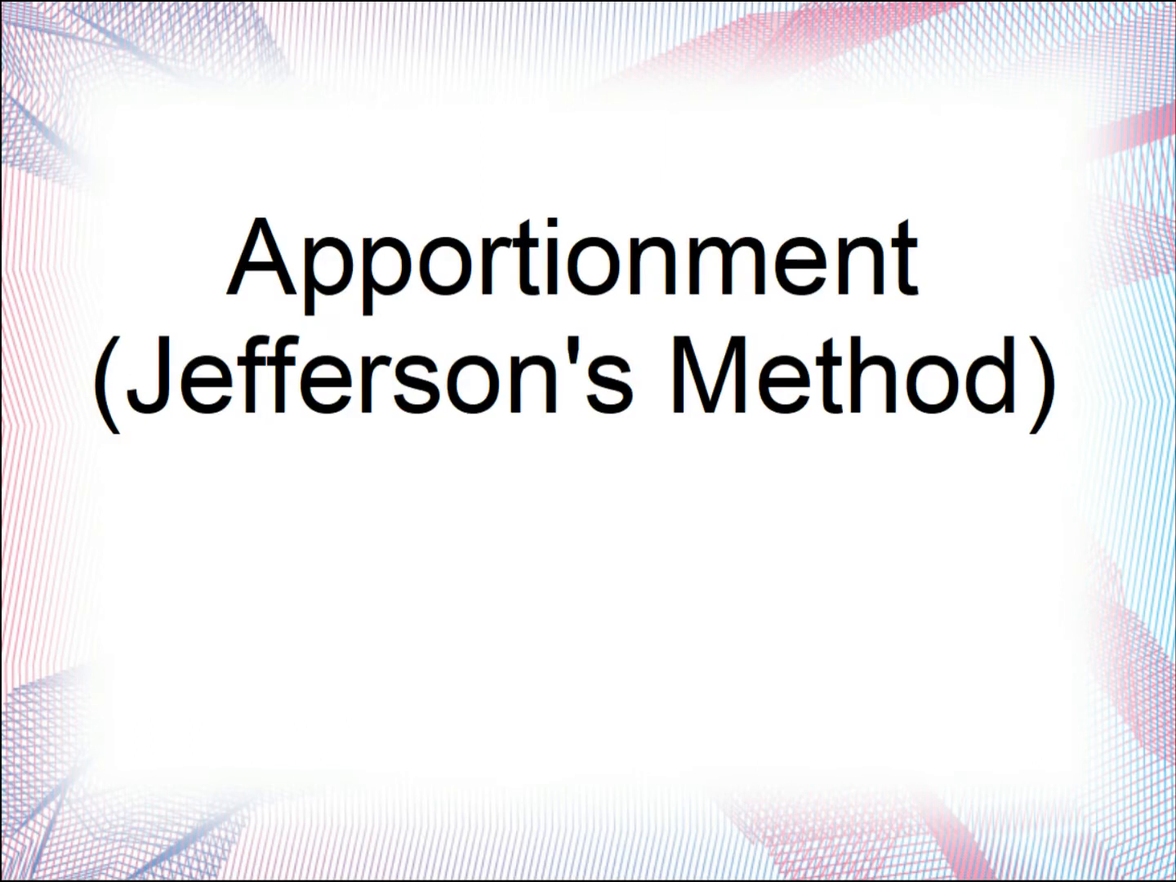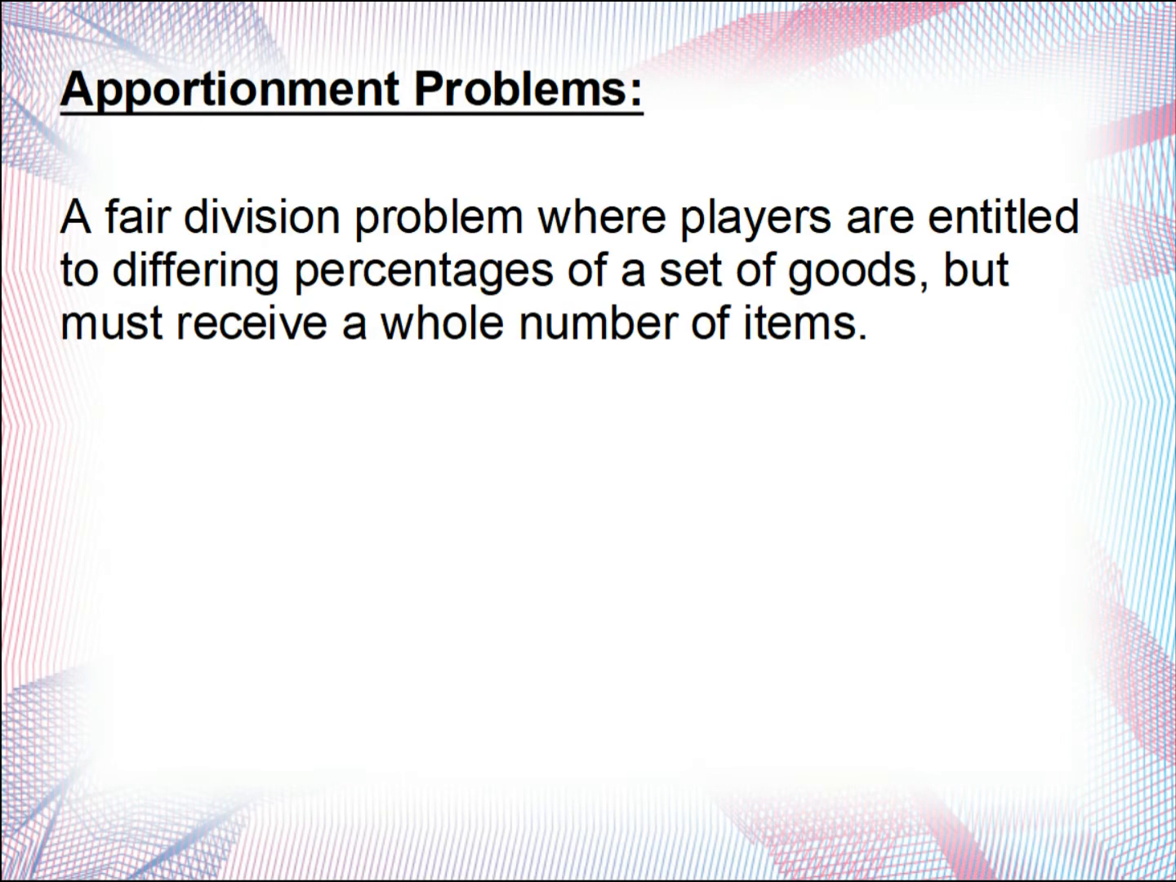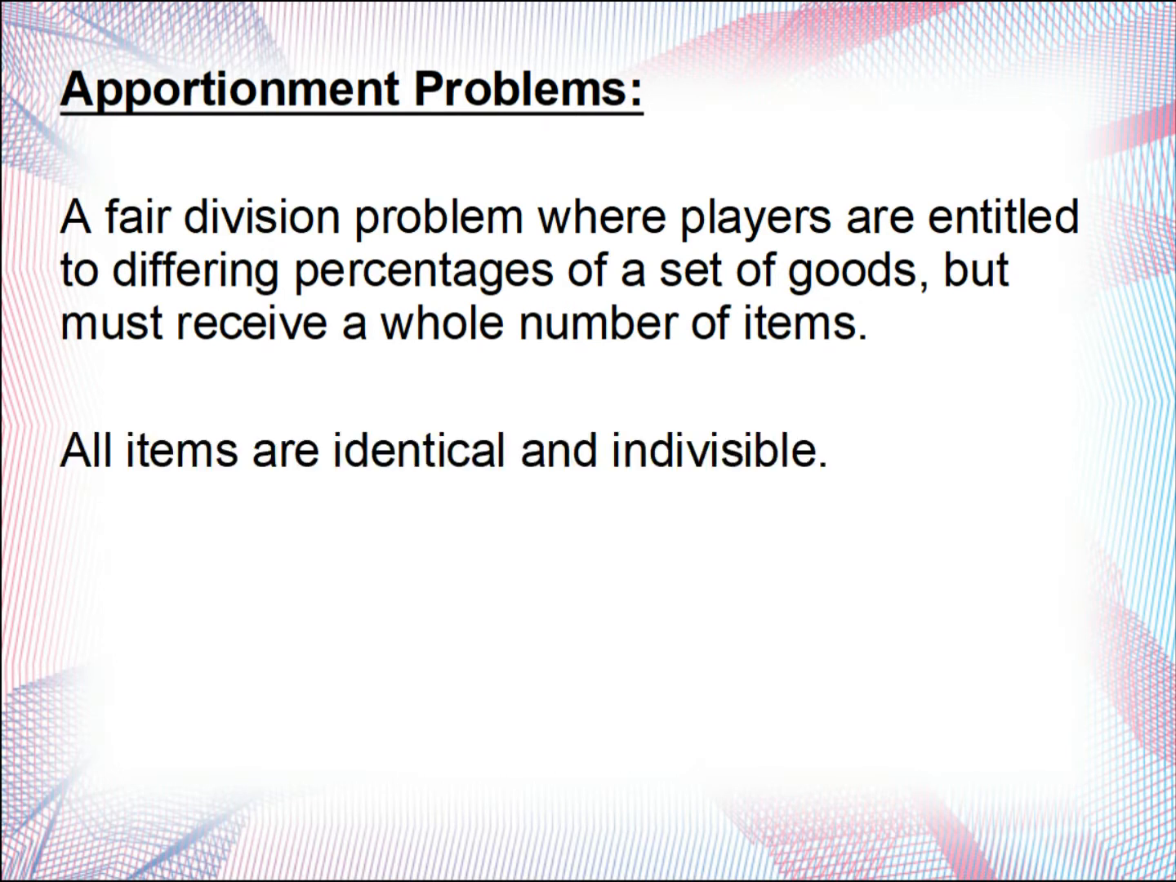In this video, I'm going to talk about Jefferson's method for apportioning the seats in the House of Representatives. Jefferson's method is one of the so-called divisor methods for determining an apportionment. So just to recap here, an apportionment problem is a fair division problem where players are entitled to differing percentages of a set of goods but must receive a whole number of items. And the items are identical and indivisible.